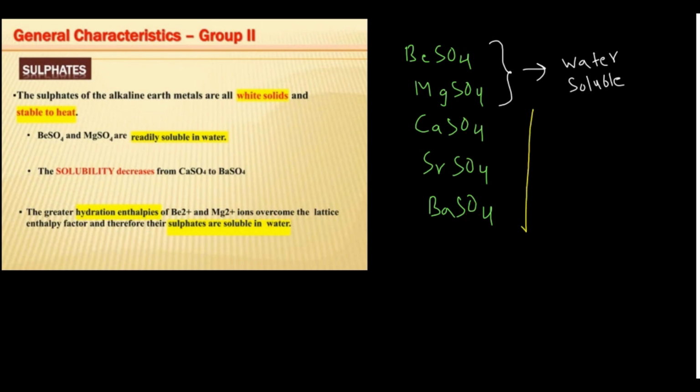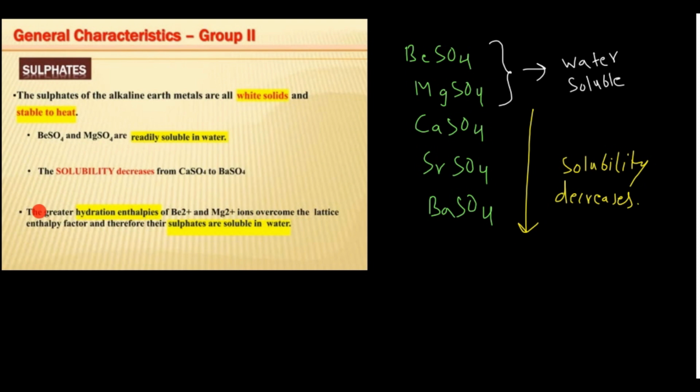Solubility decreases. And why does the solubility decrease, guys? Again, due to the lower hydration enthalpy. In fact, your barium sulfate is practically insoluble. It is not soluble in water. However, your calcium sulfate is sparingly soluble. But you cannot dissolve your strontium sulfate, your barium sulfate or your radium sulfate. They actually remain insoluble in water.